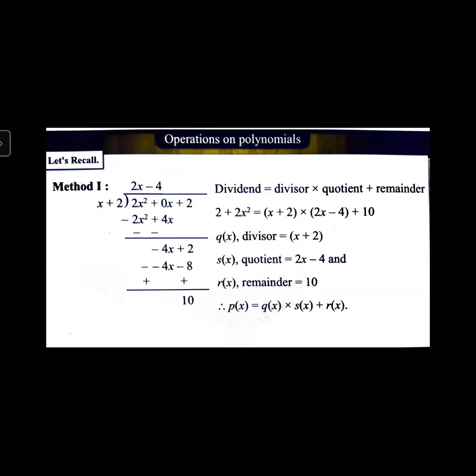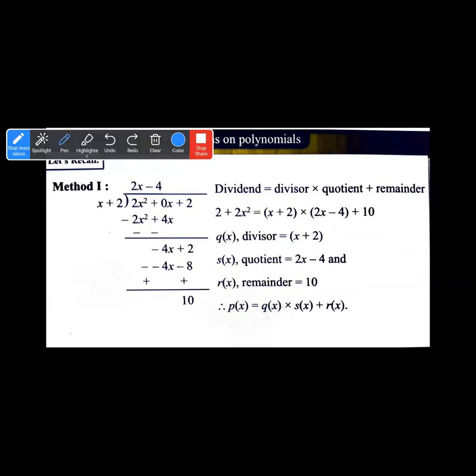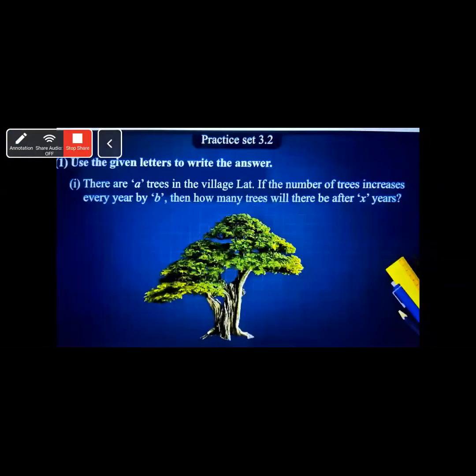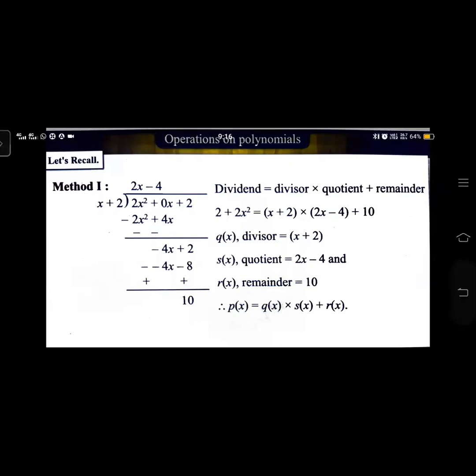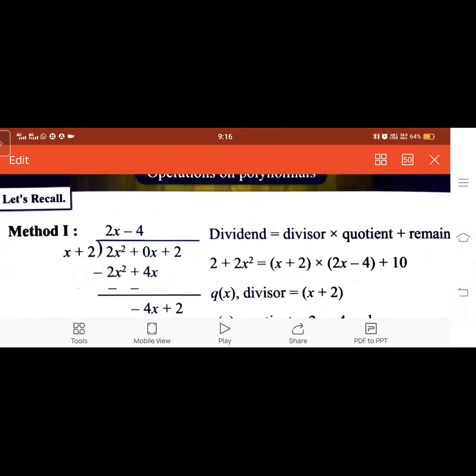No need to write this part. You can just write this much. So you will get marks over here. If you write this much, you will get the mark, full mark. Okay. So let's proceed to practice set 3.2.